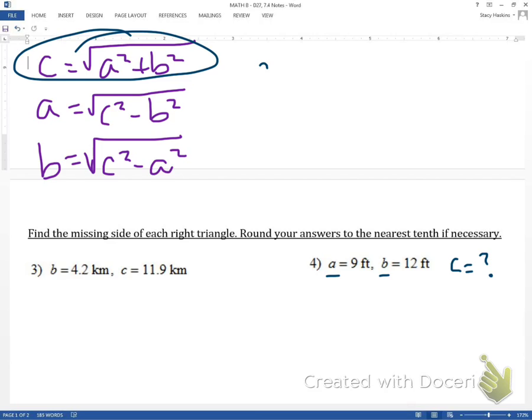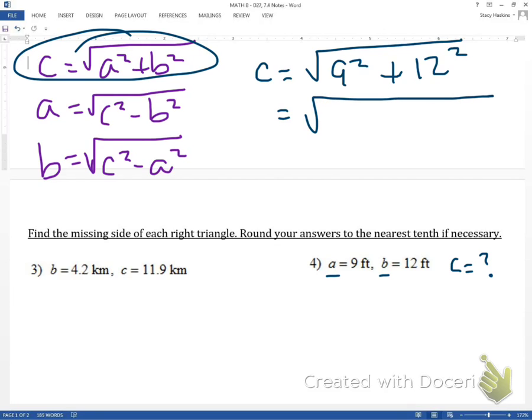So C is equal to the square root of A squared. So what's our A value? 9. So 9 squared, plus this time, because we're using the C formula, B squared. B is 12. We need to square it. Evaluate the expression. 9 squared is equal to 81, plus 12 squared. I believe it's 144, but let me check. 12 squared is 144.